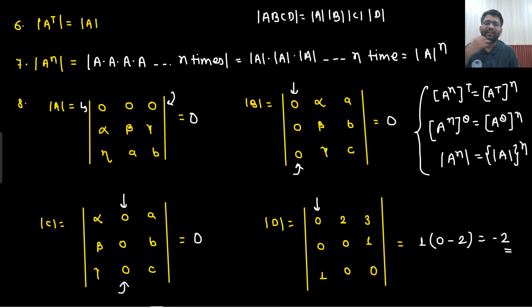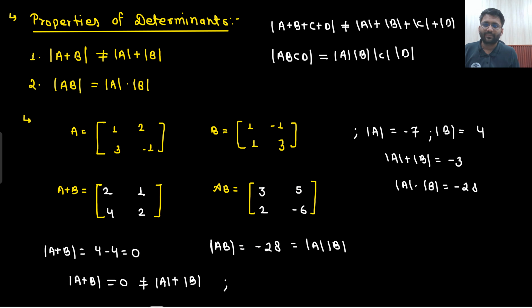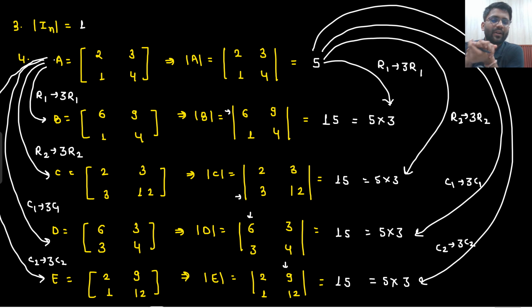So let's revise all the properties we have seen. Very simple properties we have seen. Started from where? Determinant of A plus B will not be equal to determinant of A plus determinant of B, but determinant of A, B, C, D would be equal to determinant of A dot determinant of B dot determinant of C dot determinant of D, right? Then determinant of identity matrix will always be 1, no matter whatever the order is.